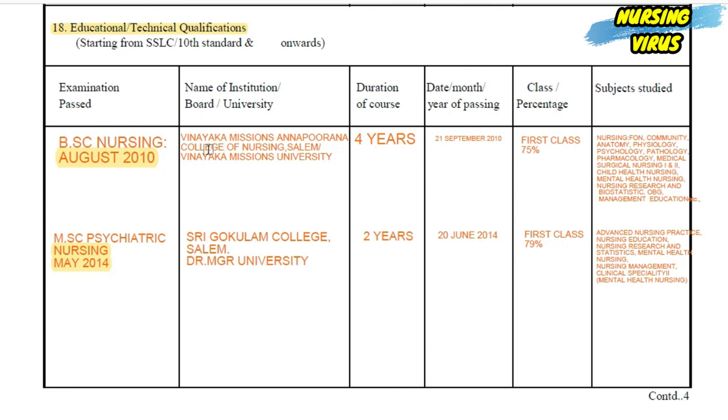The name of the institution you can write, and the duration of the course, and the date and month of passing the examination. You can check your course completion, you will get the date, and the percentage, your overall 4 years mark class percentage you need to write, and whatever subject you have studied from the first year till the 4th year, you can write down. So the MSc qualification is not a must for this post, but if you have completed any additional qualification, you can write those details also.